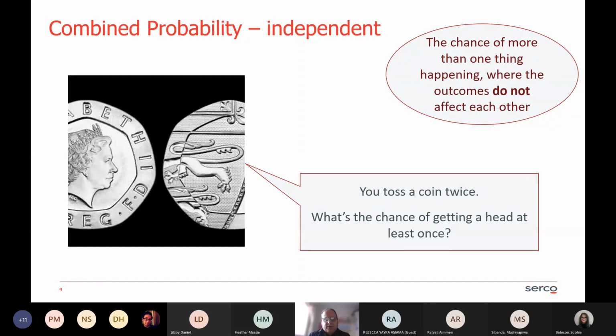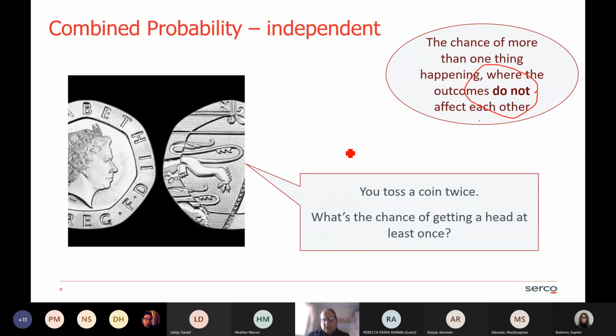I toss the coin, I get a head or tail, and then I toss it again. And the second time, the first one has no impact on the second time. So it doesn't matter what I got first time, second time I will still only get a head or a tail. It doesn't affect each other. Obviously the outcomes, as I said here, do not affect each other, because whatever I get first time has no effect on the second toss. I've still got a head or a tail.